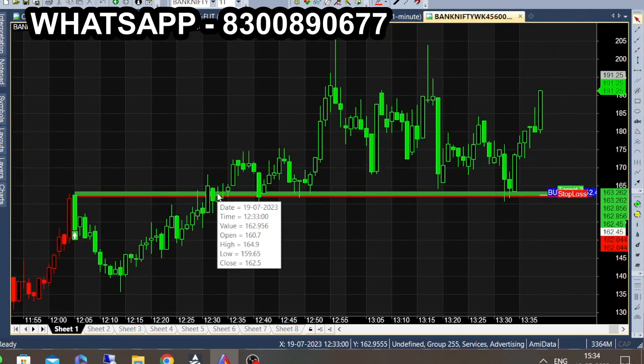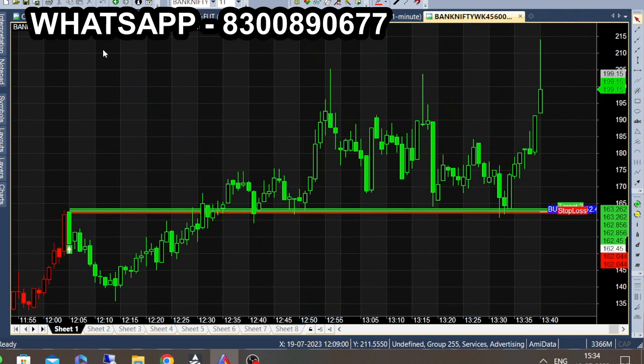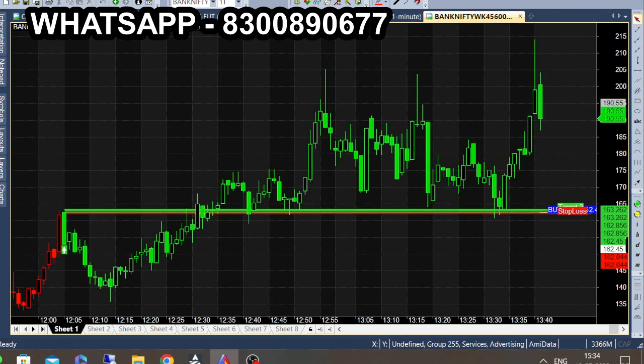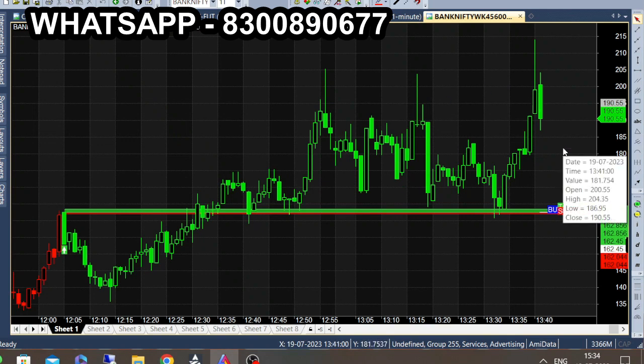Let's watch the option chart also, so you will have an idea about it. In the direct 45,600 call option chart, it's a weekly expiry, expiring tomorrow. At 162, the buy call was generated, and the market broke out all the way to 210. It's a 50-point momentum. So like this, in the at-the-money 45,600 call option, it has generated 50 points of momentum.